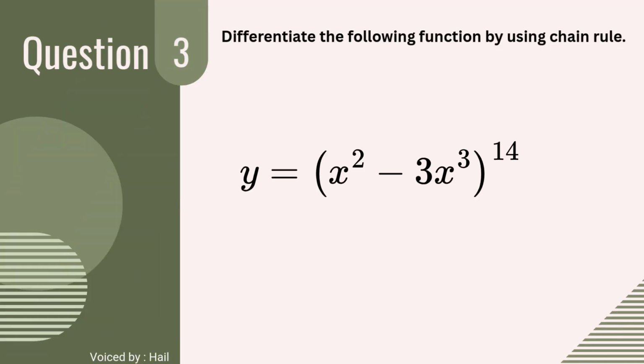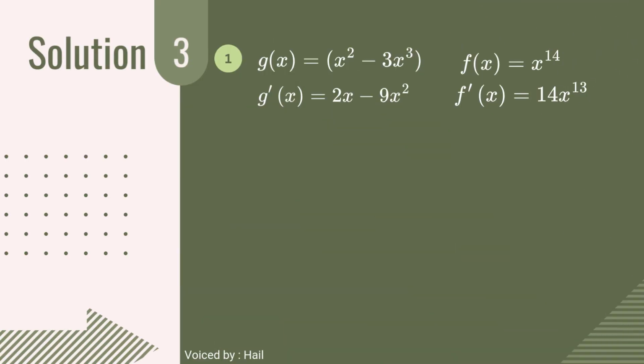Now then, let's try an example. The question required us to differentiate the following function by using chain rule. The function given is y equal to (x squared minus 3x cubed) to the power of 14. To solve this question, we first need to let g(x) equal to x squared minus 3x cubed and f(x) equal to x to the power of 14. We then need to differentiate both of them, which lead us to get g prime x equal to 2x minus 9x squared and f prime x equal to 14x to the power of 13.